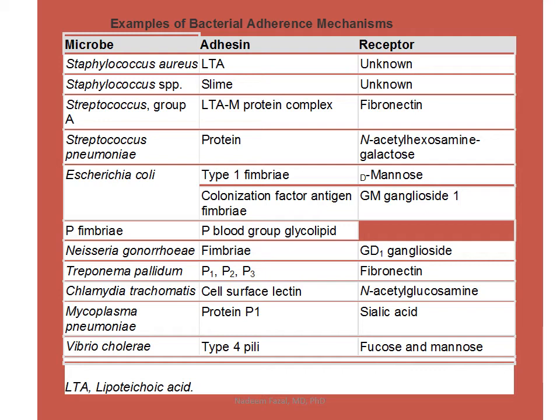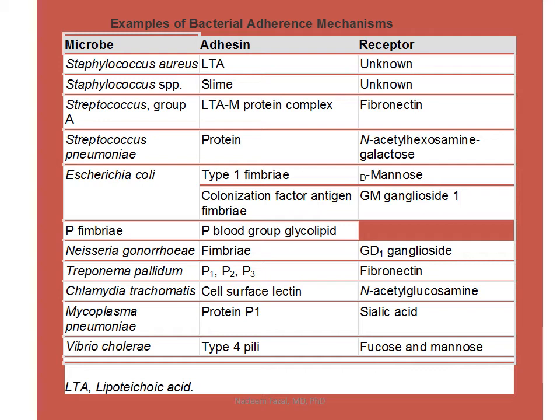So this table itself, if you really have to, cram it, memorize it, because some of the questions, I can just tell you, for example, fibronectin is common for Streptococcus group A, and is also common for Treponema pallidum.